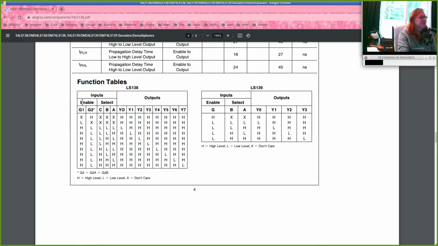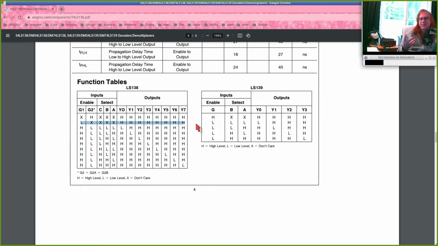So the inputs are listed in two groups. One is called enable, the other is called select. And in these truth tables, an X means don't care. An X is saying it does not matter what, for example, the C input is. So these first two rows are sort of uninteresting. This is saying that if G2 star is high, it doesn't matter what A, B, C, or G1 are. If G2 star is high, all of our outputs, Y0 through 7, are going to be high. And the second row says if G1 is low, it doesn't matter what G2, C, B, or A are, all of the outputs are going to be high.